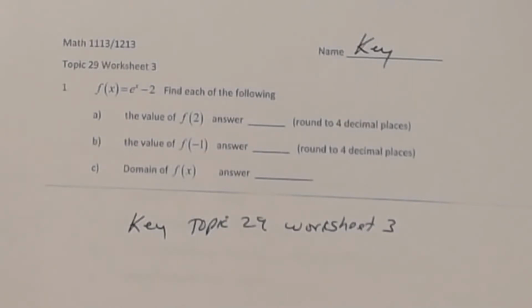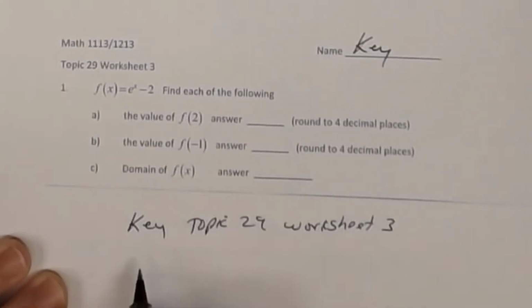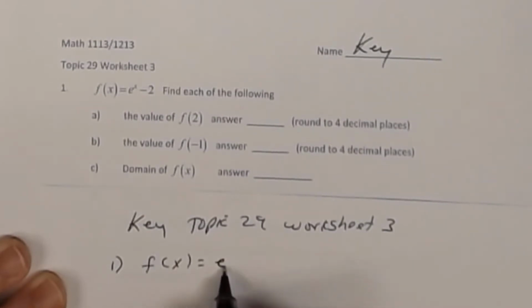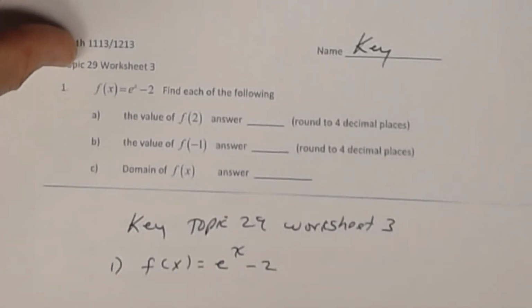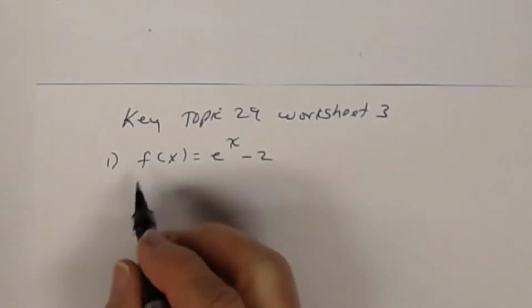This is key to topic 29, worksheet 3. And number 1, the function is this, and let me go ahead and write it on here to make it a little bit clearer. You have f of x equal e to the x minus 2. All right, and so you want to find the value of f of 2. So let's go ahead and do that. So this is part A.